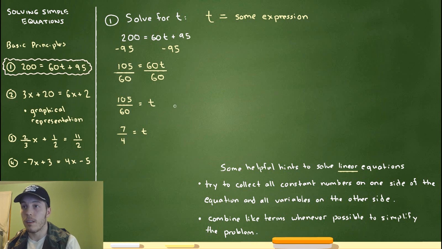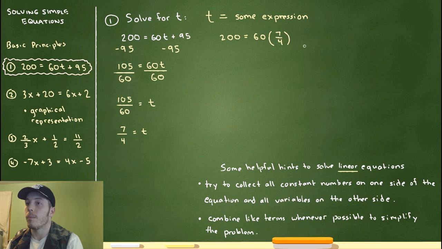Now, to further develop an understanding of what we're doing, it's a good idea to check your answer. And we could check our answer by going back to the original equation. Okay, so we have 200 is equal to 60. Now, we just found t to be 7 over 4. So let's substitute 7 over 4 in for t. This is the original equation, but in place of t, I put our answer, 7 over 4. We're going to see if we get a true statement.